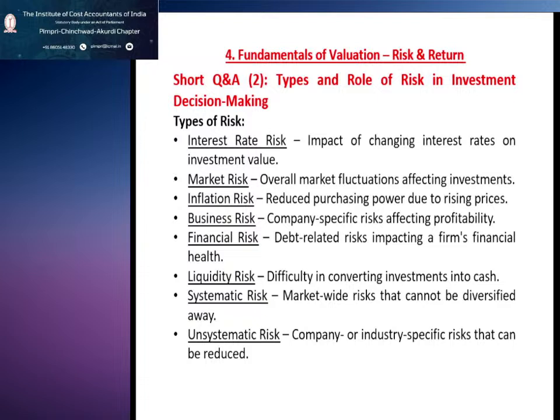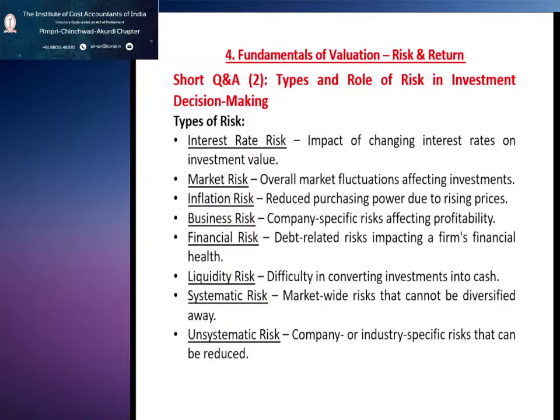So that's what inflation is all about, that the purchasing power reduces due to rising prices, because normally the investor's buying power is reduced because of the inflation. Business risk is company specific risks affecting the profitability. Financial risk is debt related risk impacting a firm's financial health. Liquidity risk is the difficulty in converting investments into cash.